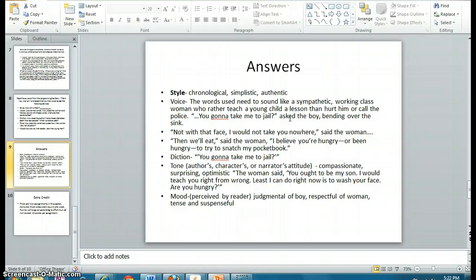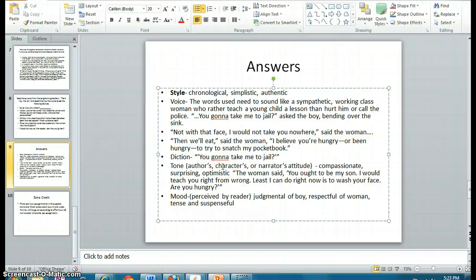The boy says, "You're going to take me to jail?" And that kind of tells you that he's authentic, and makes her sympathetic when he asks this question. And she says, "Not with that face. I would not take you nowhere." So she's acting maternal. "Then we'll eat," said the woman. "I believe you're hungry. Been hungry to try to snatch my pocketbook." Maternal. And she's sympathetic. And the diction, "going to take me to jail," says the kid, it's very natural. It's very informal. So it's his informal speech to give the character the sense of what a real teenager would sound like.